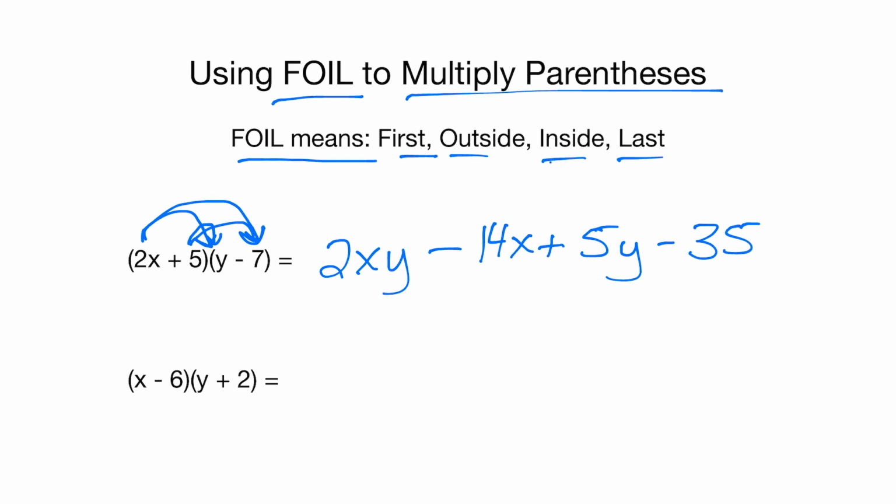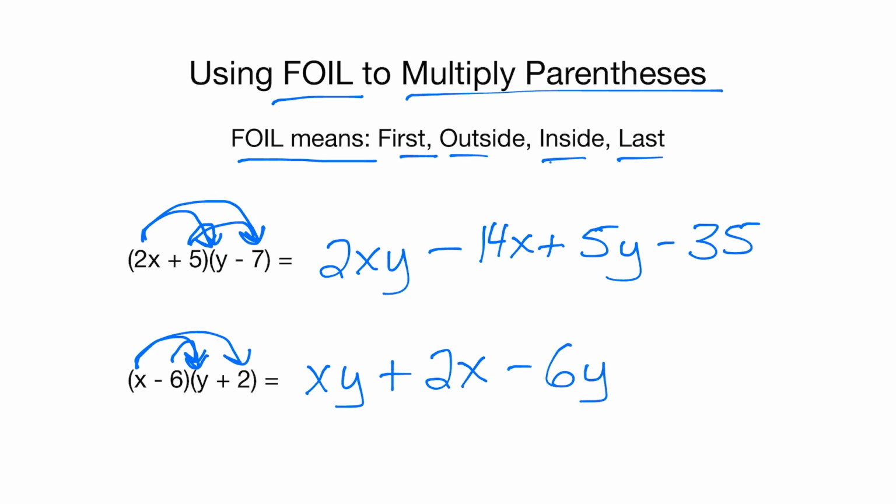Next, we have (x - 6) times (y + 2). So we have the first, x times y equals xy. The outside, x times 2, it's positive 2, so we have positive 2x. Then the inside, we have negative 6 times y, which would be negative 6y, and negative 6 times 2 would be negative 12. So FOIL stands for first, outside, inside, and last.